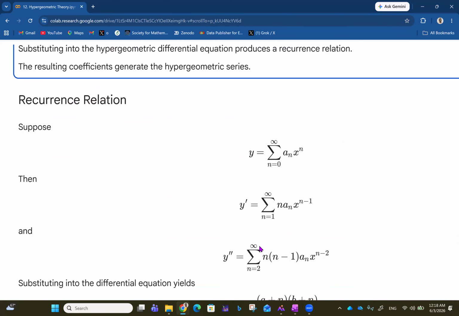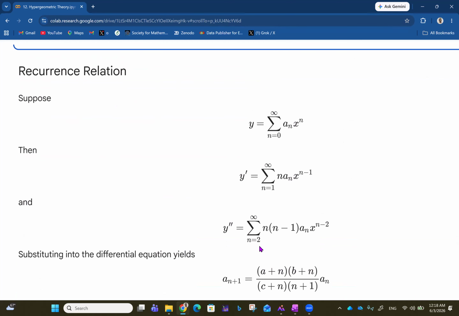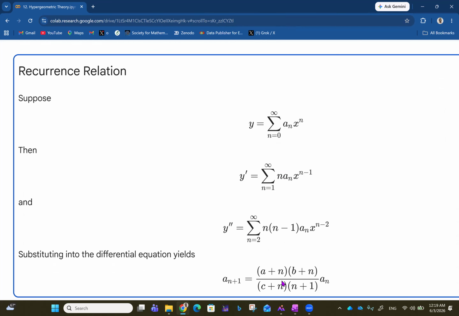So talking about the recurrence relation now, we have that here. Suppose y is the summation from n equals 0 to infinity of a sub n x raised to the power n, then y prime, the derivative now, brings down the power: n a sub n x raised to n minus 1. The second derivative now, with n from 2 to infinity, is n into (n minus 1) a sub n x raised to n minus 2. If you substitute into the differential equation, that yields the recurrence formula: a sub n plus 1 equals (a plus n) into (b plus n) all over (c plus n) into (n plus 1), multiplied by a sub n.